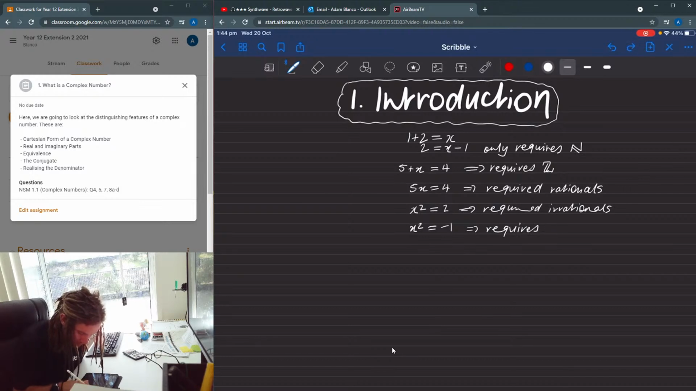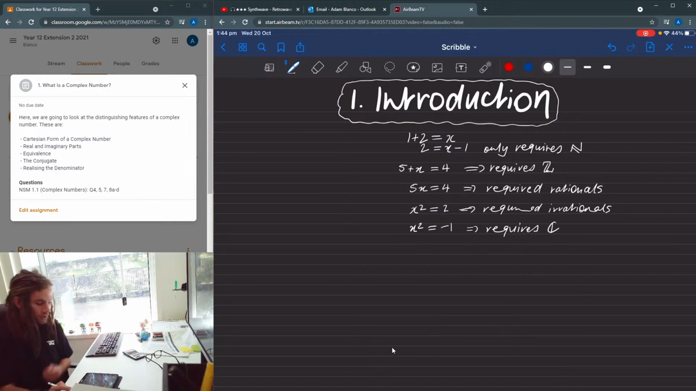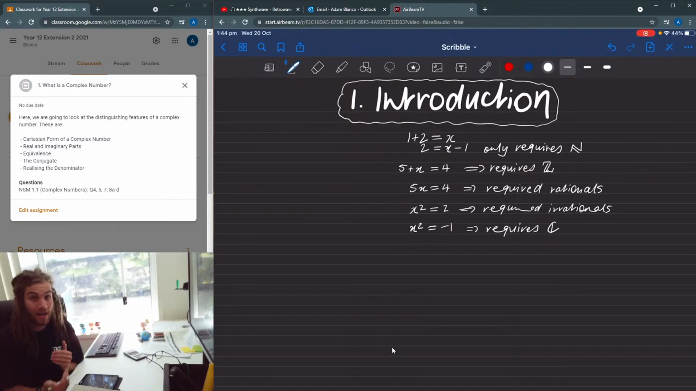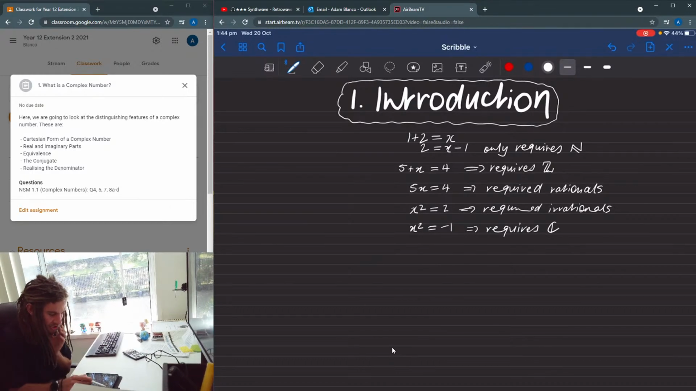What am I? Right, complex C. Okay, so that's kind of where we're at. It just so happens that complex numbers we only learned about in Extension 2, but if you end up studying maths at uni, I guarantee that'll be in one of your first maths courses. I certainly learned about it in the first year that I was at uni.